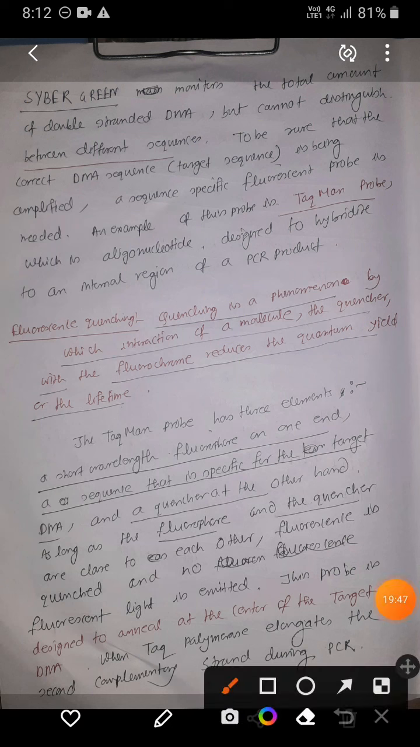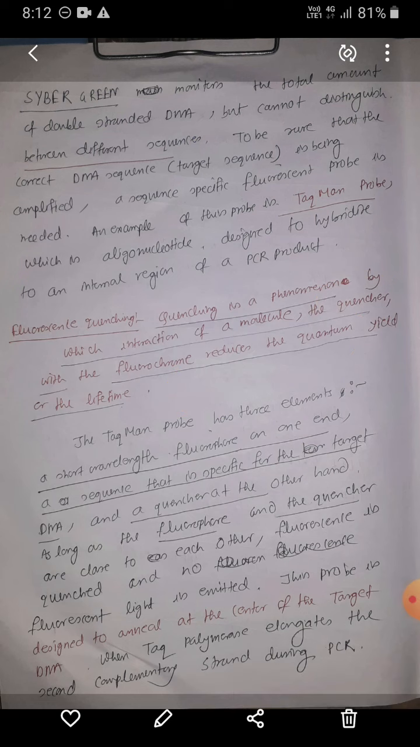So this is the definition of quenching. Quenching is a phenomenon by which a molecule called a quencher interacts with the fluorochrome and reduces the quantum yield or the lifetime. So quenching is a phenomenon by which a quencher molecule interacts with the fluorophore molecule or fluorochrome and reduces the quantum yield of the lifetime. That simply means that here the quencher molecule will inhibit the fluorescent emission of the fluorochrome.